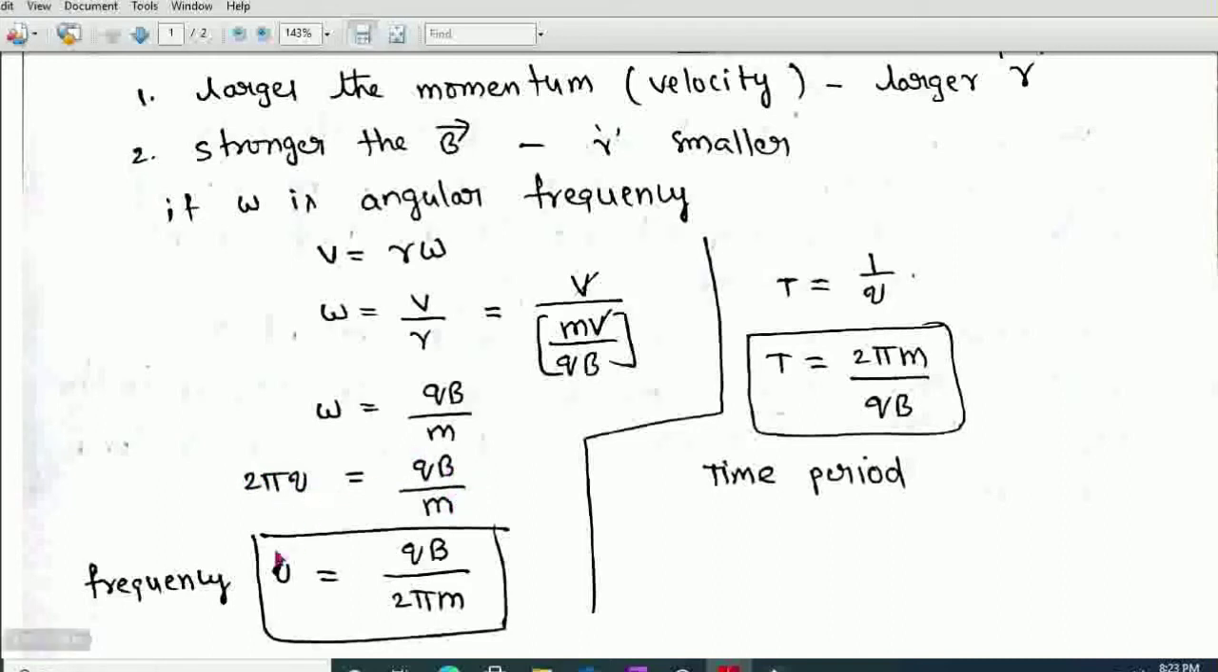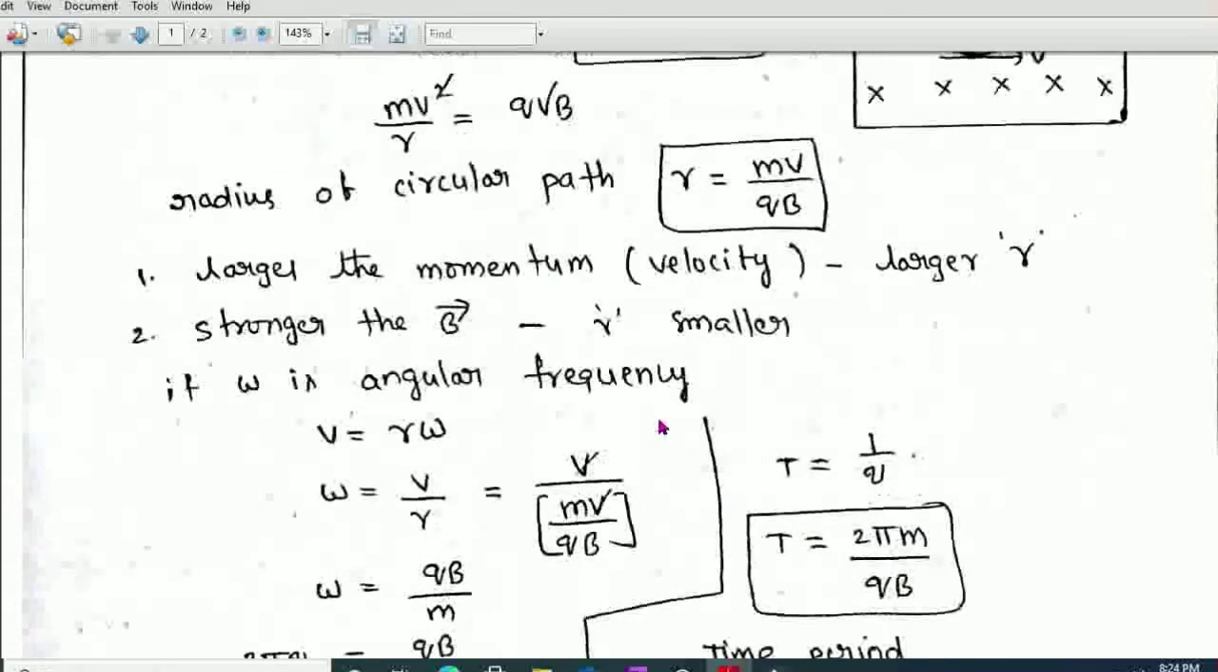From this we can find the frequency nu: if you take this 2 pi to this side, it gives frequency nu equal to qB by 2 pi m. This is the expression for the frequency of the revolving charged particle when the particle moves along the circumference of the circular path. Now the time period is the reciprocal of the frequency, that is 2 pi m by qB. This is the time period of the revolution of the charged particle.